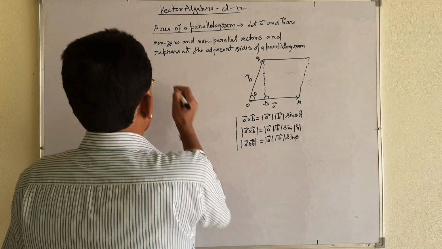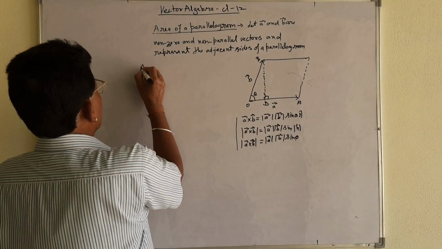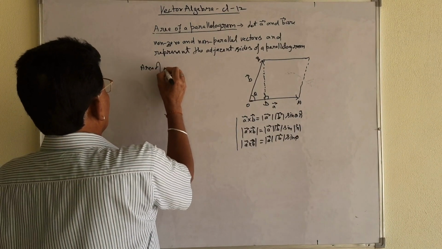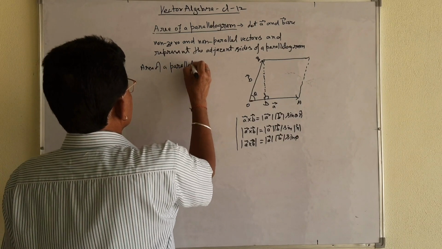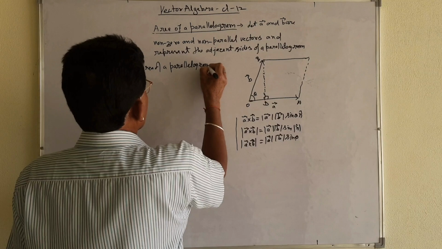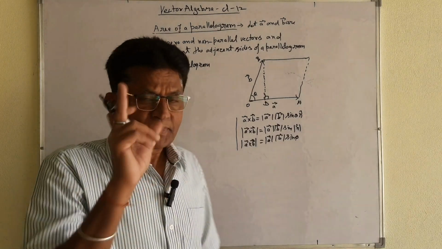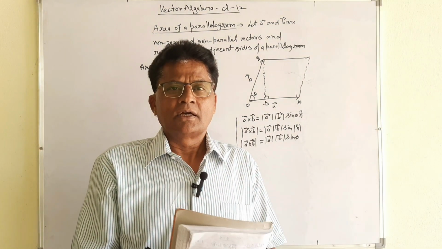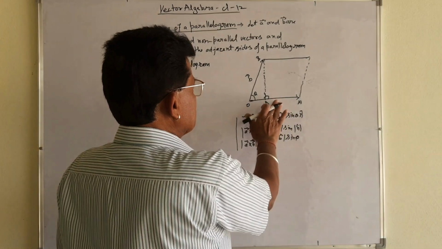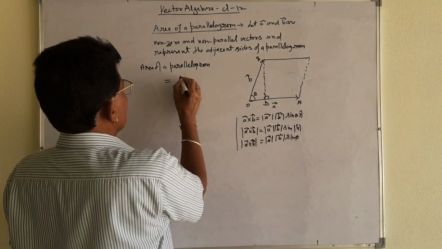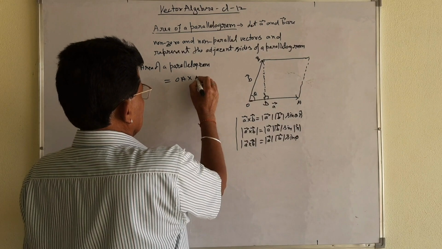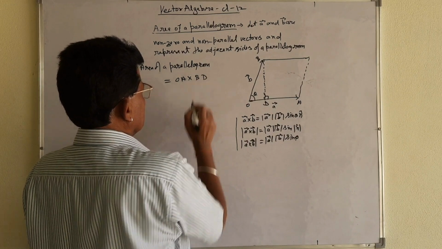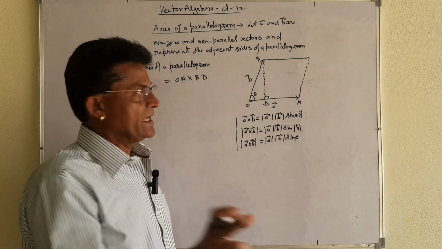Now you see the area of the parallelogram. How can you find the area of the parallelogram? As per the geometrical figure, the area of the parallelogram equals base into height. Base is OA, and height is BD.